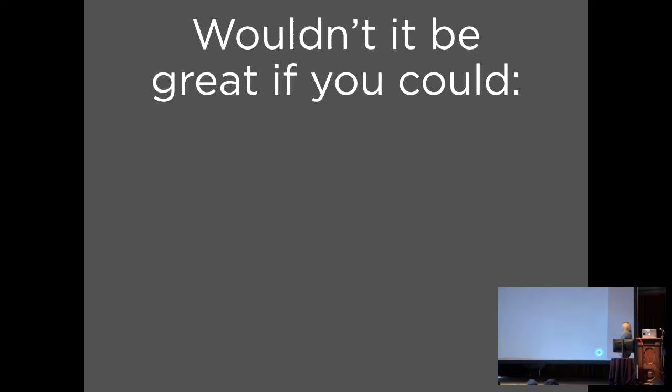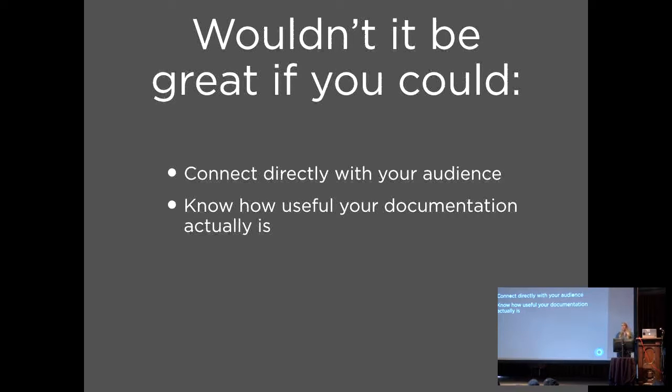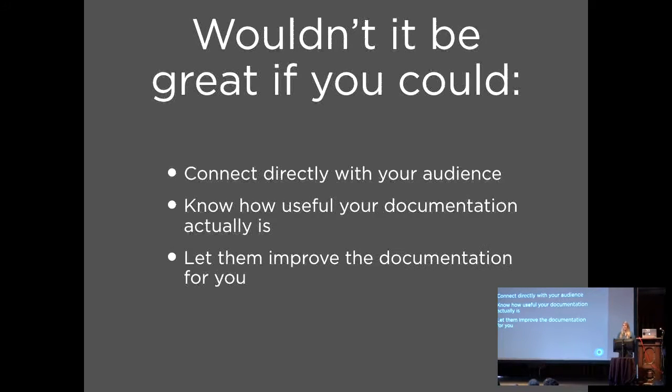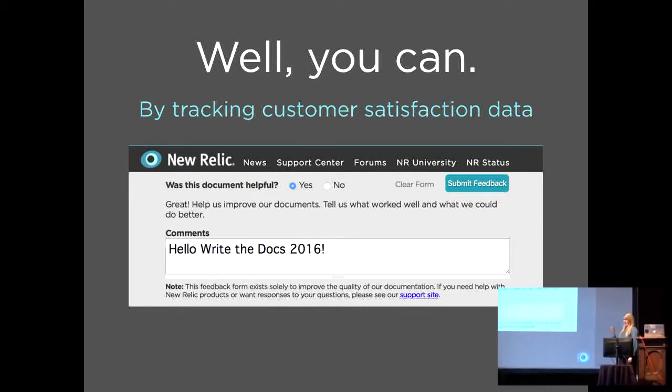Now, as tech writers, wouldn't it be really great if you could connect directly with your audience, know how useful your documentation actually is for your audience, and let your audience help improve the documentation for you? Well, you can, and we do. At docs.newrelic.com, every single public-facing doc on our site has a CSAT section, just like you see here, with a "Was this document helpful?" yes or no, and an open comment field box to add specifics on what did or didn't work for some users. And that's on every single public-facing doc we have, which is 921 of them.